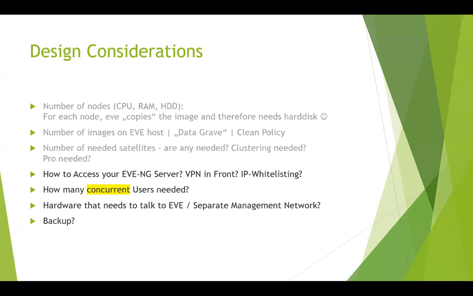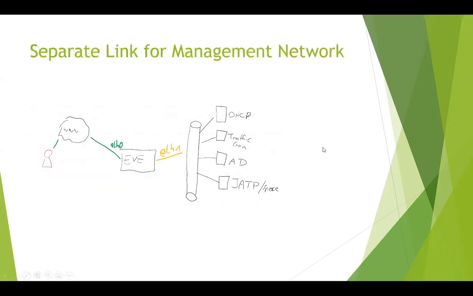Then you need to also consider how other hardware talks to your EVE server. So, excuse my bad drawing skills. Let's say you access your EVE over the internet and you have some hardware lab that you can't virtualize. You might need to think of a separate link for a management network that you use. Maybe you have a DHCP server running in your lab that your organization uses, or you have some sort of traffic generators that you want to connect to your EVE to test these devices, or you already have a full-blown AD running somewhere, or you have a hardware appliance of a JATP or Space.